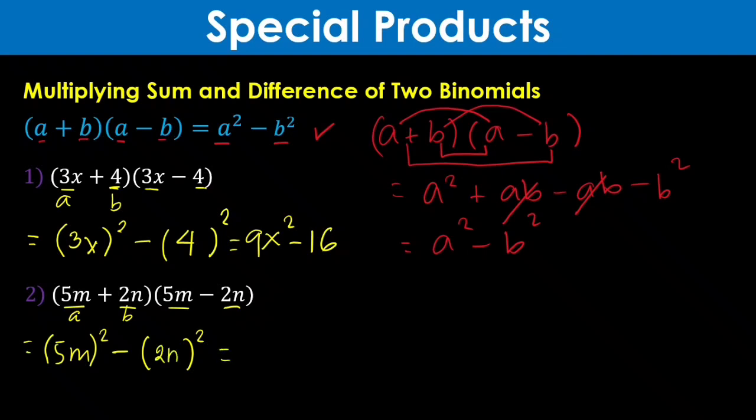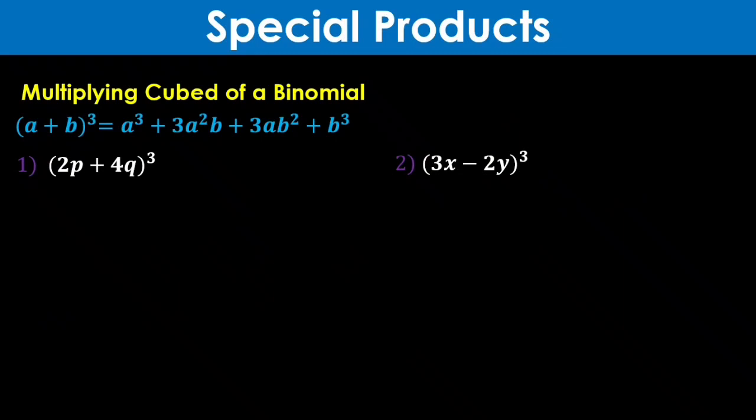Okay, let's now apply the square. The square of 5 is 25. The square of m is m squared. And then the square of 2 is 4. The square of n is n squared. So this is now the product. Let's move to the next type of multiplication, which is multiplying the cube of a binomial.